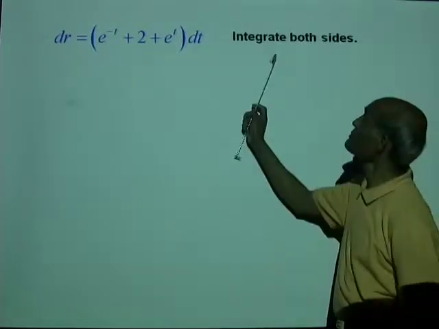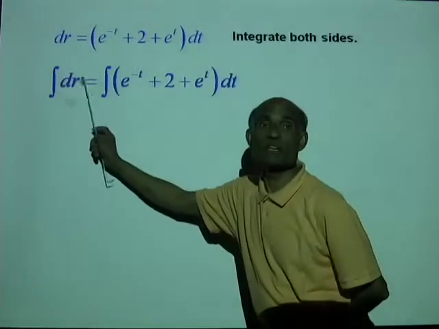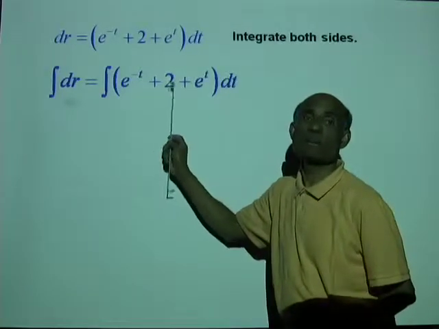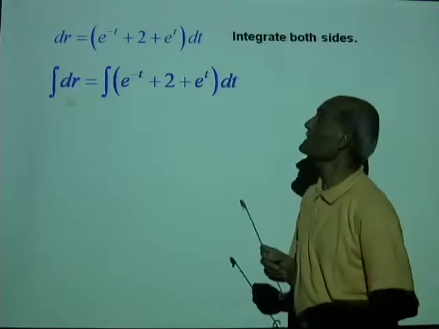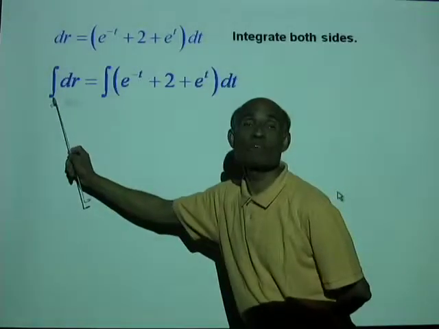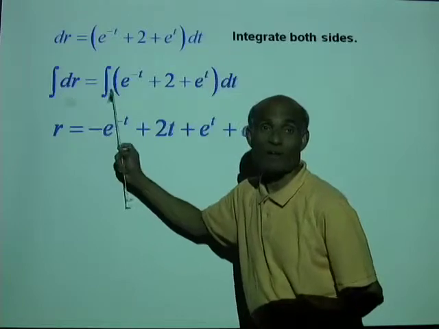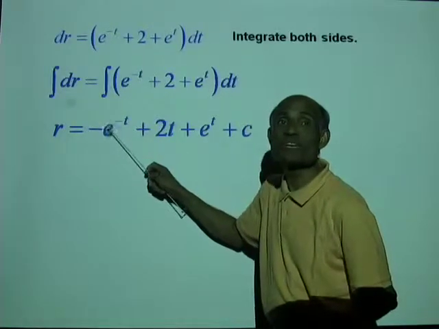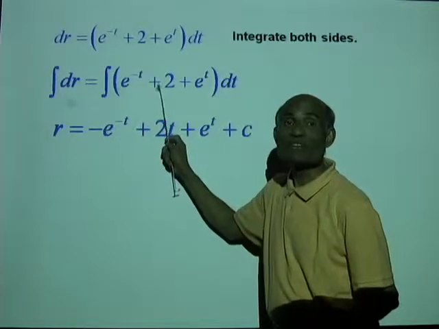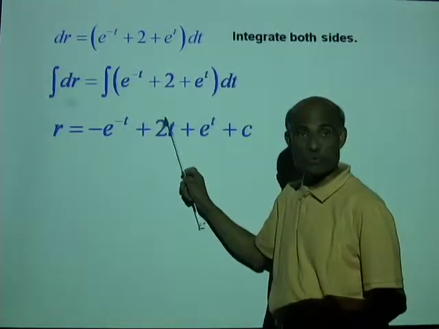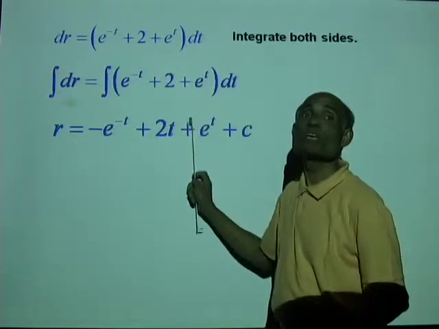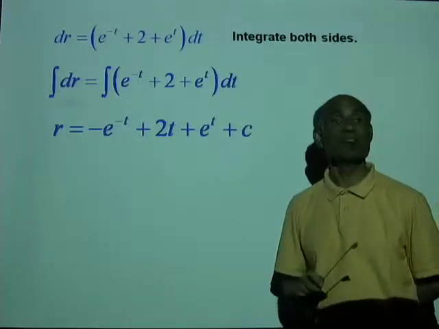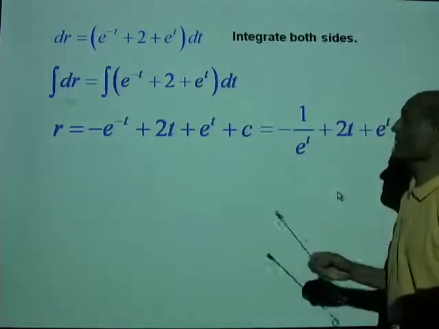Alright, so we integrate both sides. Integral dr equals integral of e to the power of negative t plus 2 plus e to the power of t dt. Well, what is the integral of dr? It is r. And the integral of e to the power of negative t is negative e to the power of negative t. The integral of 2 dt is 2t. And the integral of e to the power of t is e to the power of t itself, plus c. And that is the form of r we have.